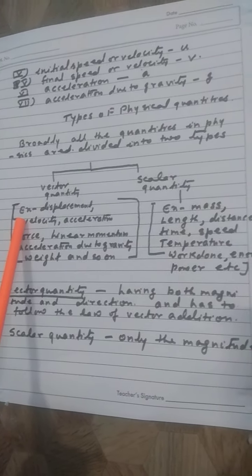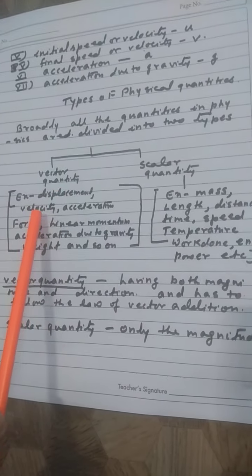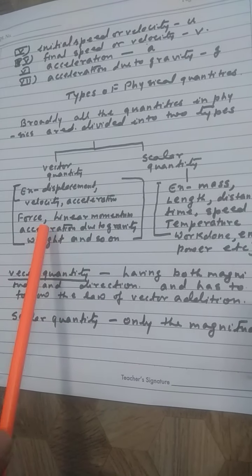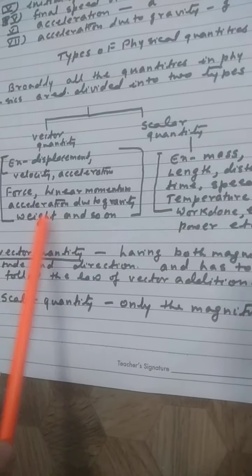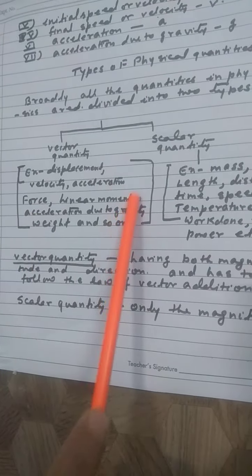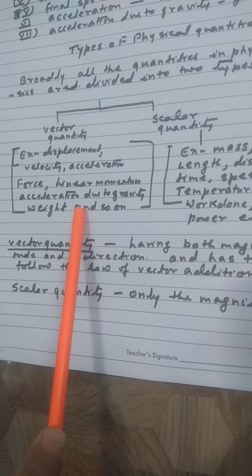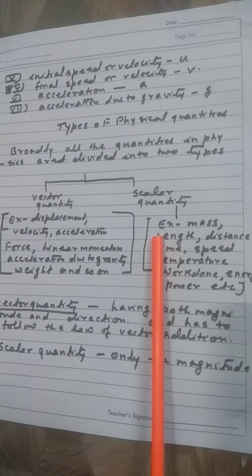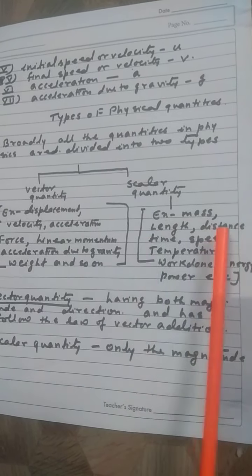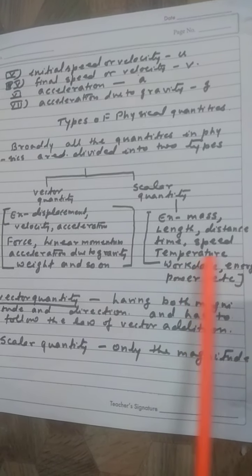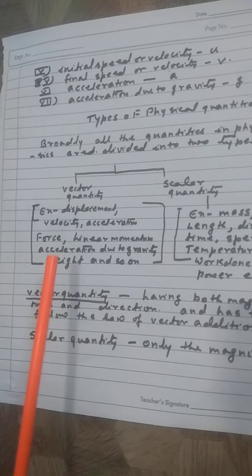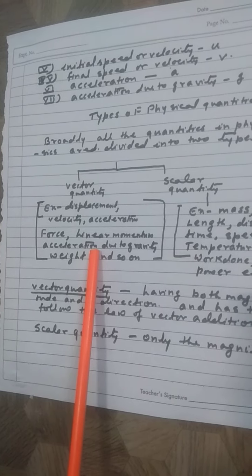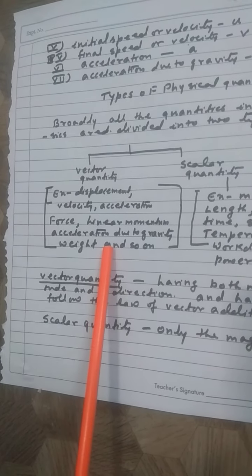Now, examples of vector quantities are displacement, velocity, acceleration, force, linear momentum, acceleration due to gravity, weight. All these quantities have magnitude as well as direction. Now in scalar quantity there is mass, length, distance, time, speed, temperature, work done, energy, power. Remember students, you try to mug up all these examples. That will be very useful for you from the examination point of view.